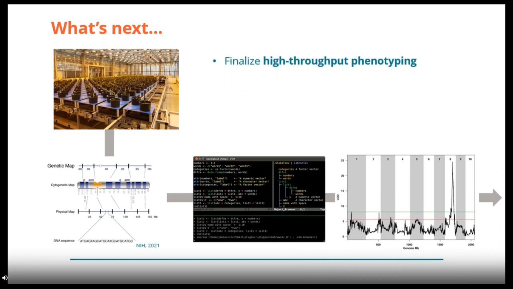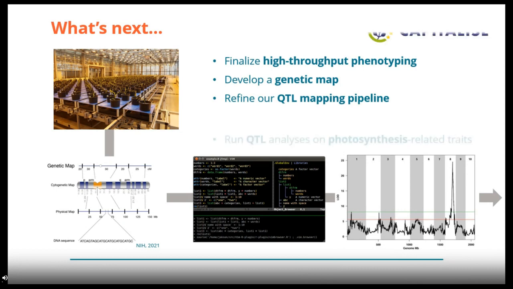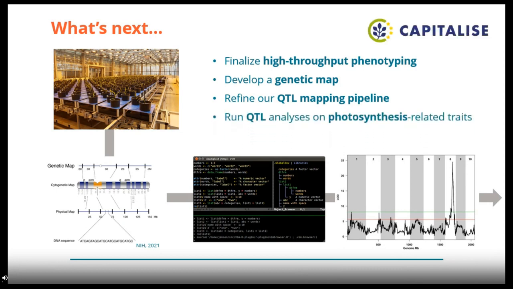Within Capitalize, we still need to finalize our high throughput phenotyping experiments, and we need to develop a genetic map for our MAGIC population. Currently, we are refining our QTL mapping pipeline, and then we will be ready to perform our QTL analysis and map photosynthesis related traits.